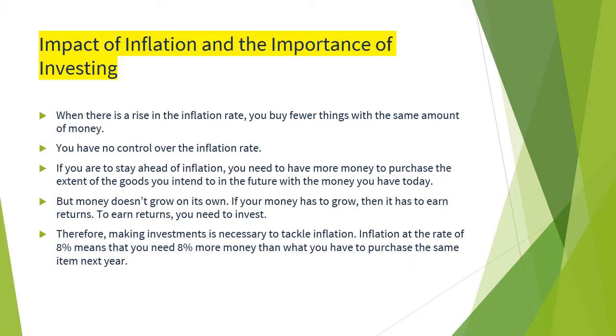When there is a rise in the inflation rate, you may buy fewer things with the same amount of money. When inflation goes up, for example, the current rate of inflation is 7% in consumer goods. So you can buy goods worth 100 rupees right now, and next year, if the rate of inflation is 7%, the same 100 rupees is equal to 93 only, because 100 into 7 divided by 100 is 7 rupees. 7 would be reduced next year. That means today's 100 is equal to next year's 93 rupees. This is called inflation.